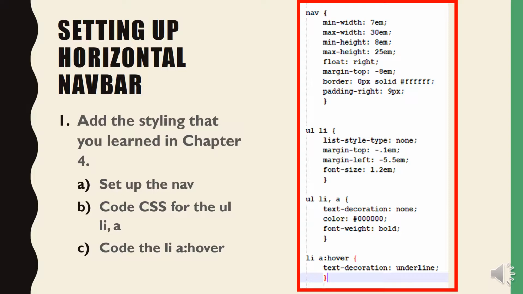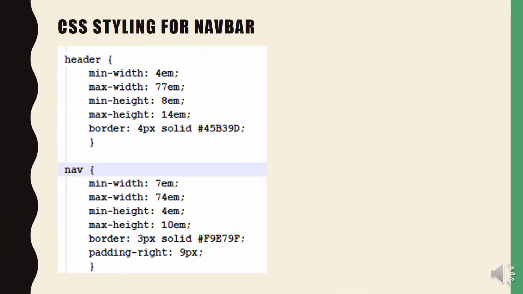We then follow with CSS styling UL LI A. Text decoration is none. Then we set our color as black. We put our font weight as bold. The last CSS that we will use is the LI A:hover using text decoration underline. We then set up our header. We set up our nav bar.